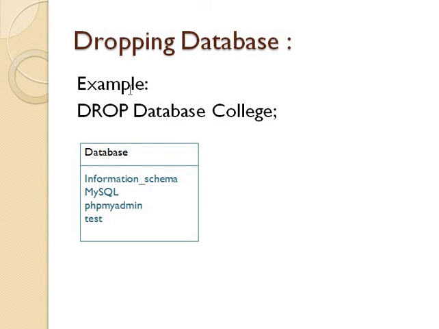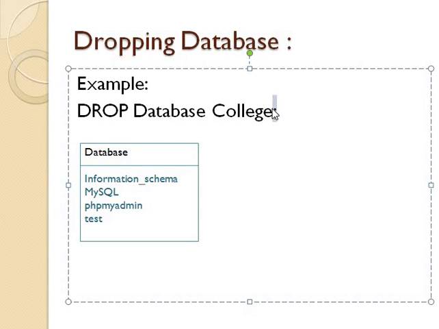Say for example, if you wish to drop the database named college, use this statement, drop database college followed by a semicolon. Now why a semicolon at the end? As I have already explained, every MySQL statement should end with a semicolon. That's why at the end of this statement, drop database college, I put the semicolon.